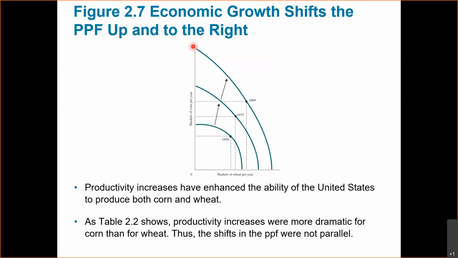This is better farming techniques, primarily different seed strains, etc. Now, it looks like the economic growth here has been more suited to corn than it has to wheat, but there's been growth in each. This causes economic growth. So growth is moving the productive capacity. So what causes economic growth?